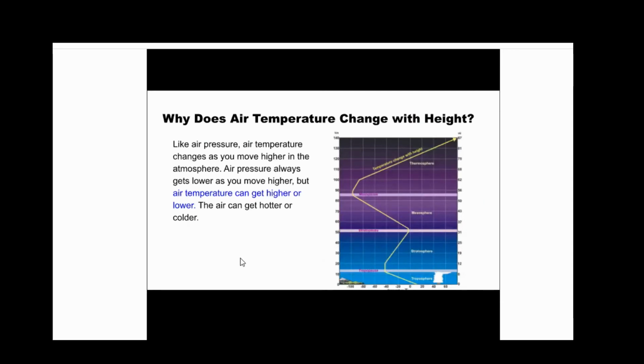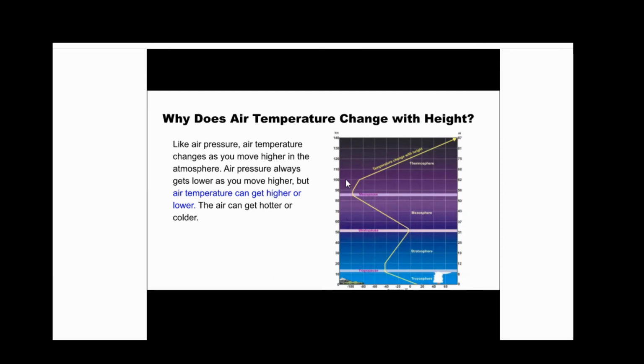Okay, so we talked about the pull of gravity on air pressure and how that is why it changes as you get further away. Air can also get hotter and colder depending on what layer you are in, and that will also have an effect on the air pressure. So let's take a look at that.